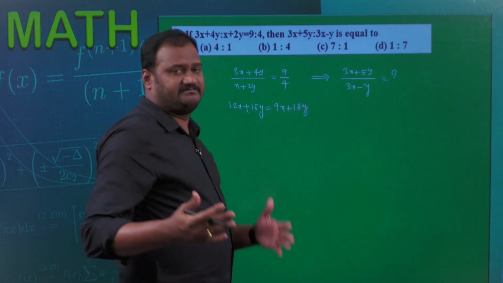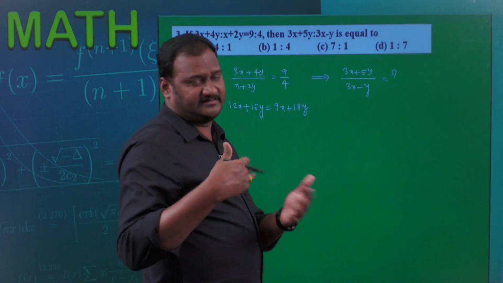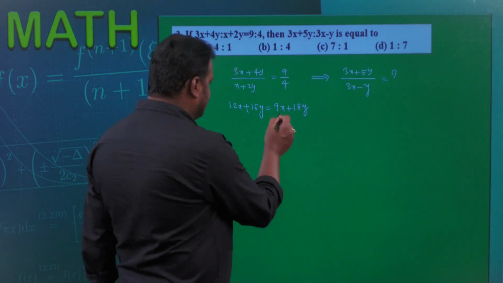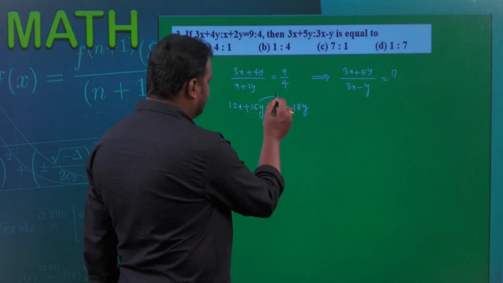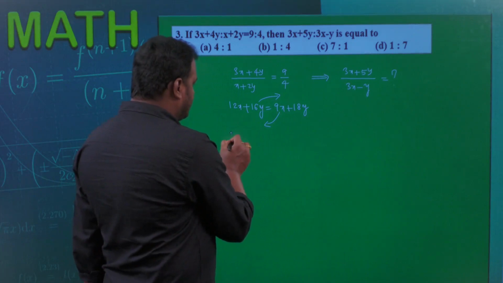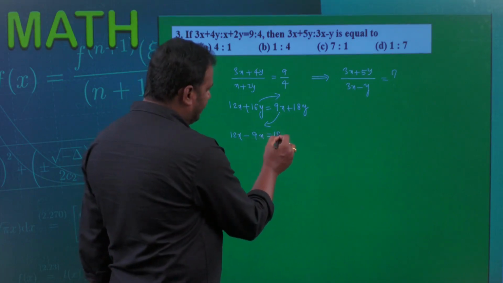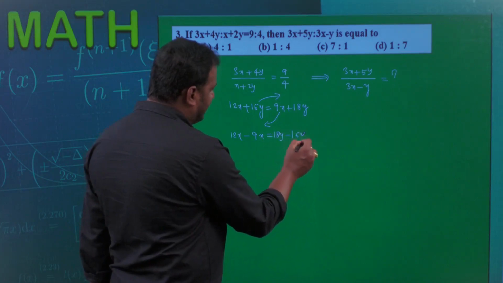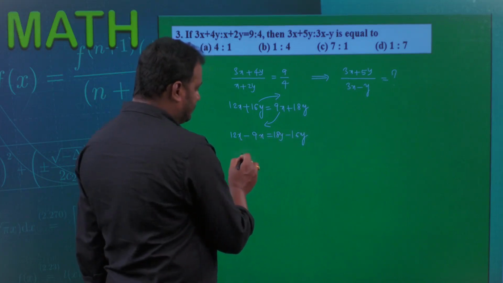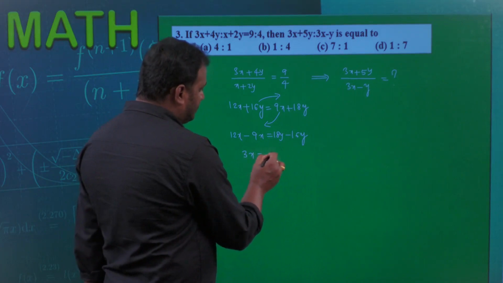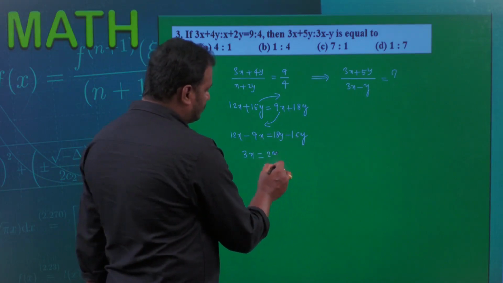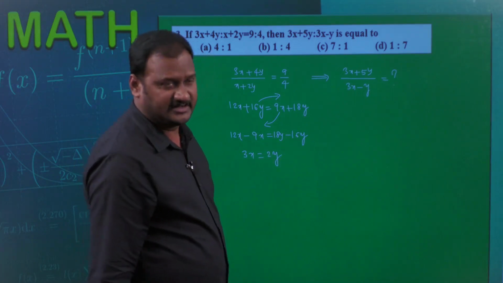Okay, so keep x terms on one side and y terms on the other side, transposing 9x to this side and 16y to that side. Then it would be 12x minus 9x is equal to 18y minus 16y. So 12x minus 9x is equal to 3x, which is equal to 18 minus 16, which is 2y. So 3x is equal to 2y, right?